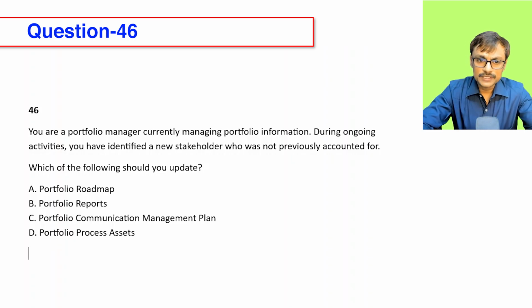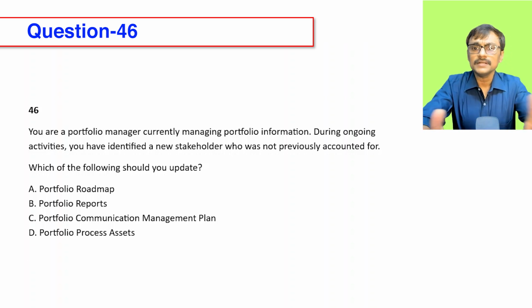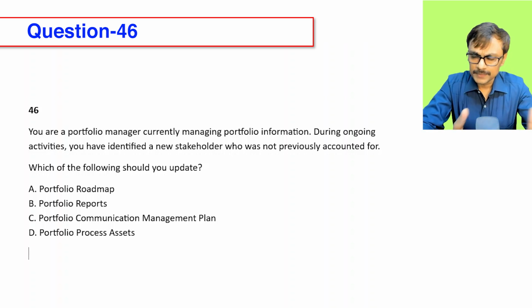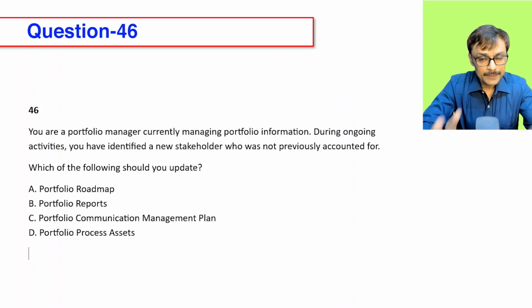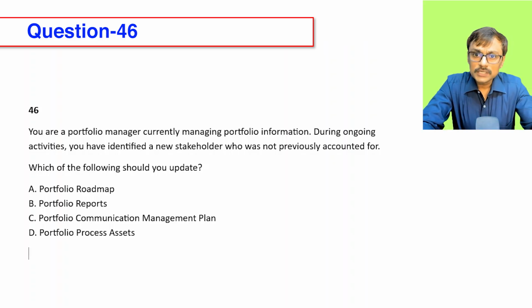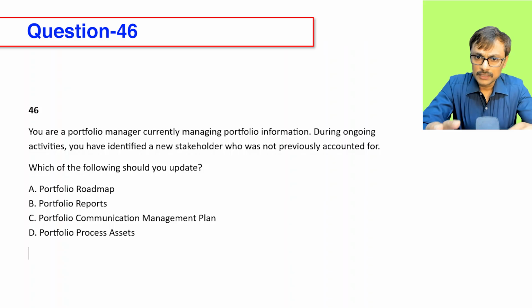During ongoing activities, you have identified a new stakeholder who was not previously accounted for. Which of the following do you update? Yeah. So in a way, a very simple, straightforward question, but it could be confusing if we don't remember that stakeholder-related information and their engagement-related information is also part of the communication management plan in case of PfMP.